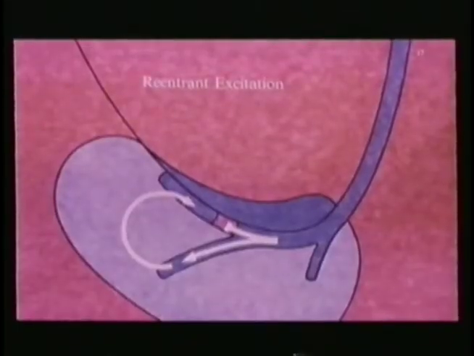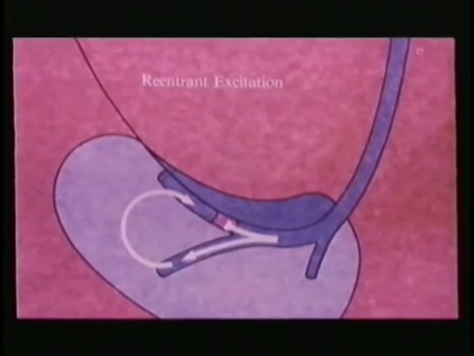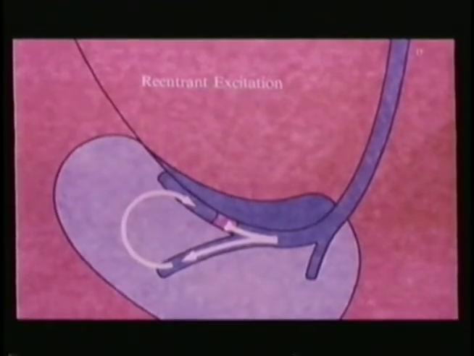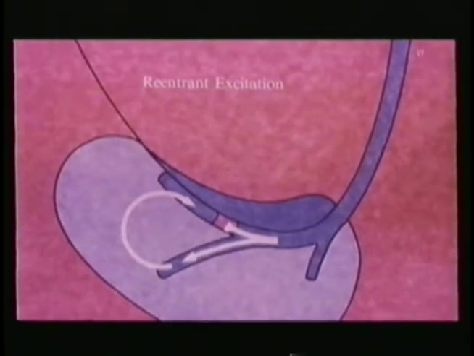17. In contrast to ectopic escape beats, single or sequential reentrant beats are formed by a loop or circus movement of an impulse within a geometric unit of cardiac tissue.